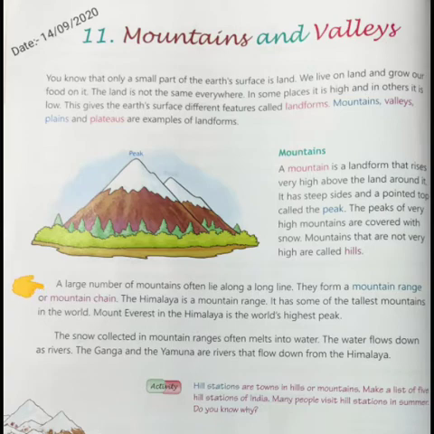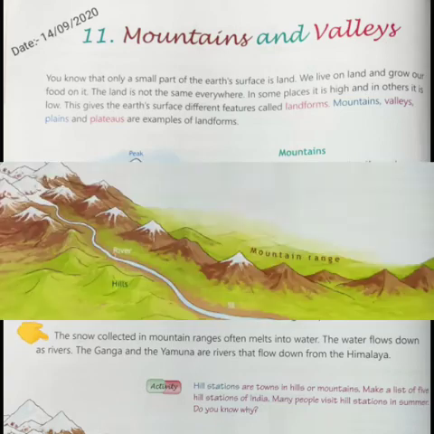The snow collected in mountain ranges often melts into water. The water flows down as rivers. The Ganga and the Yamuna are rivers that flow down from the Himalaya. These rivers originate in these mountains and flow down as they are formed by the melting snow.